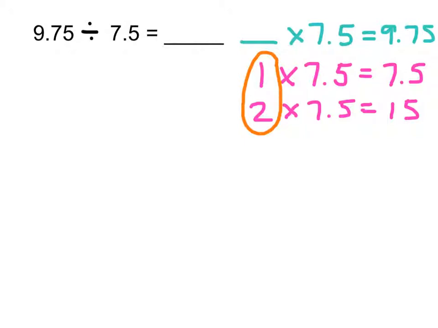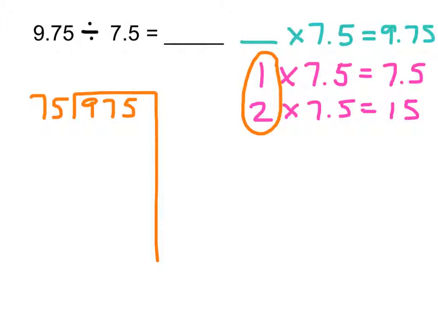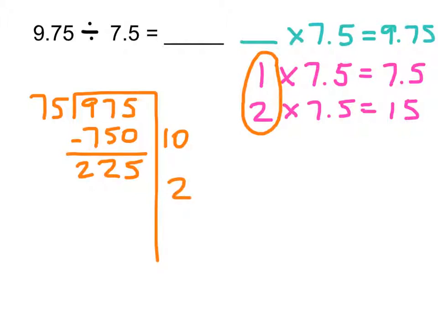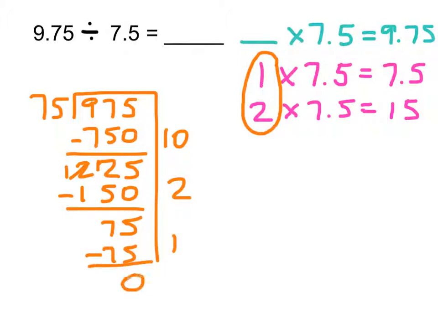We have to divide again, so I'm going to be setting up my partial quotients here, and I'm going to divide 975 divided by 75. So I'm going to start with a group of 10, so that's 750. When I subtract here, I get 225, and let's see, I can do 2 more groups of 75 to get 150. And that will bring me to 75. I can do 1 more group, 75, and then there's 0 remaining. When I add all of these up, my total here is going to be 13.